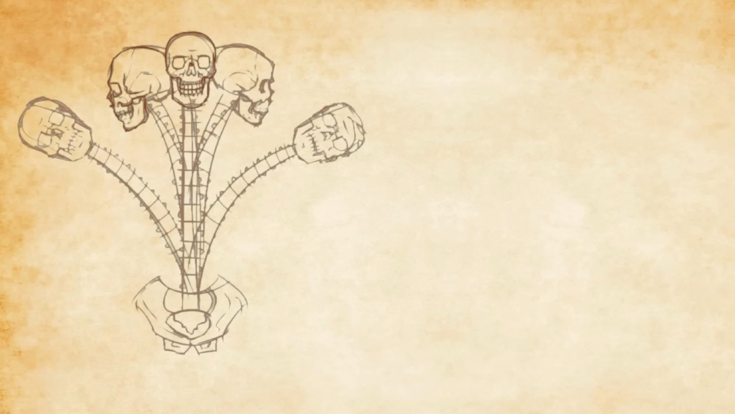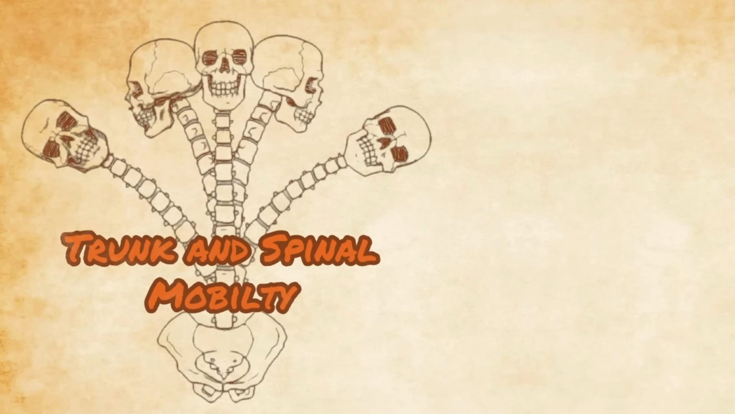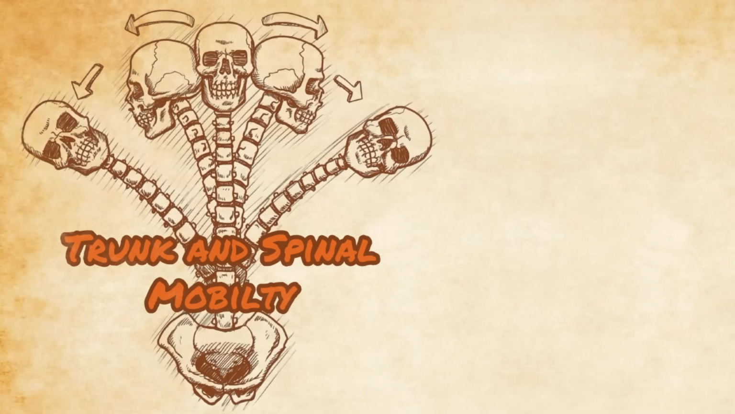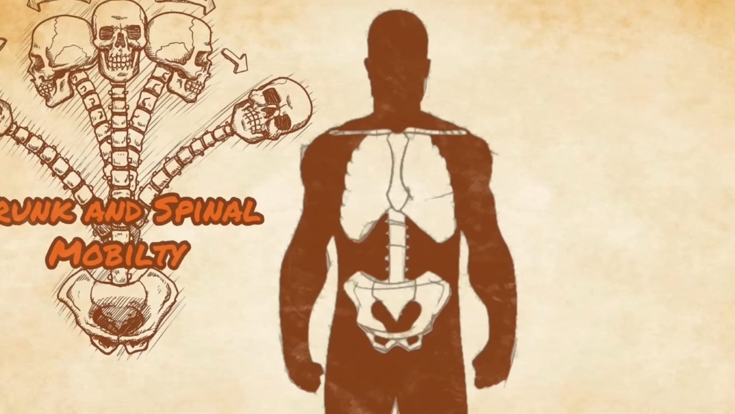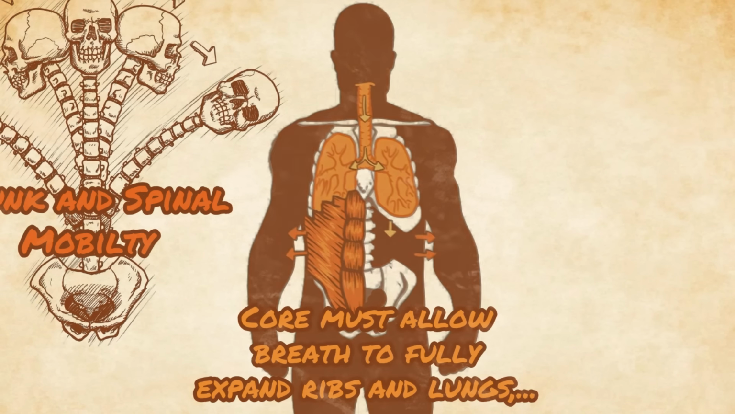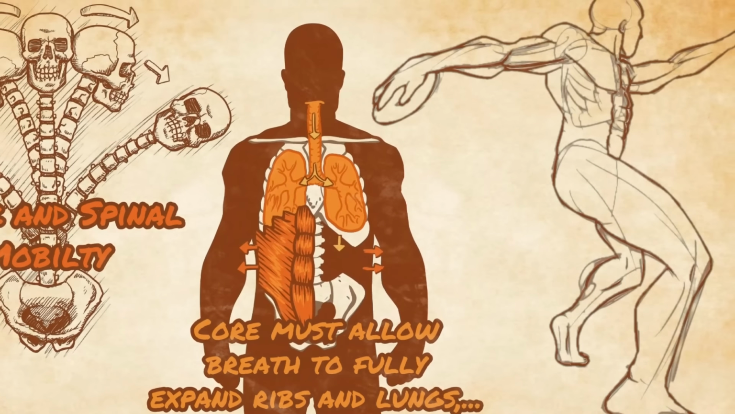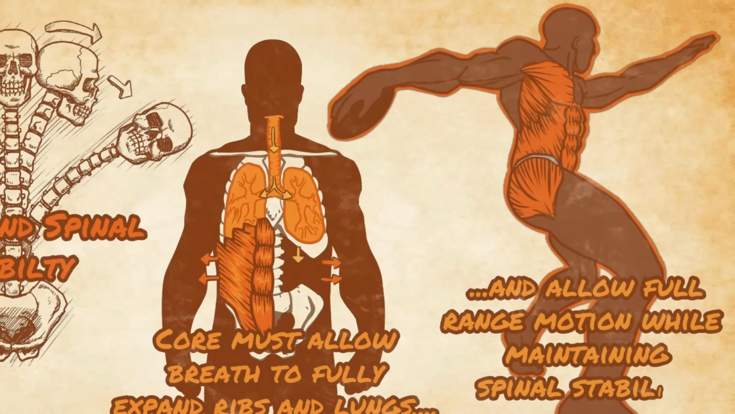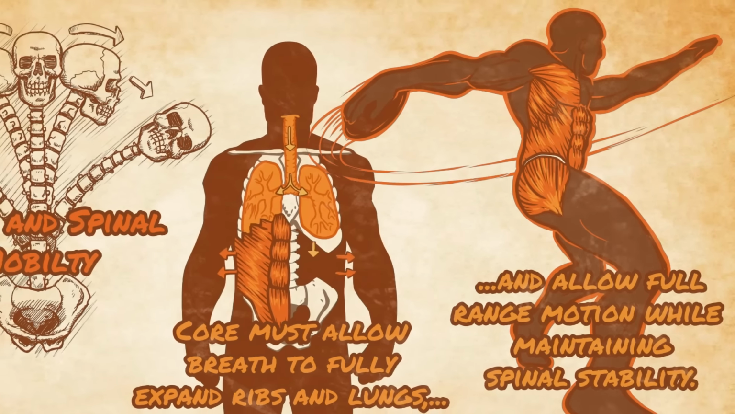Secondly, the core must have good mobility in order to produce a wide range of potential movements in the trunk and spine. This means the muscles of the trunk must be supple enough to allow the breath to fill the lungs without resistance and allow the spine to bend and move in all directions, while still being stable enough to protect the spine in the process.